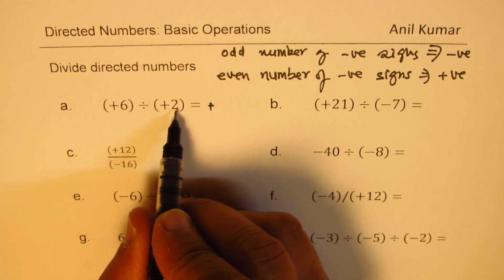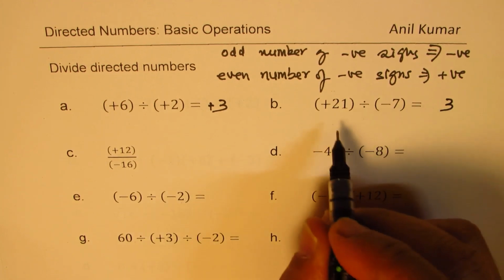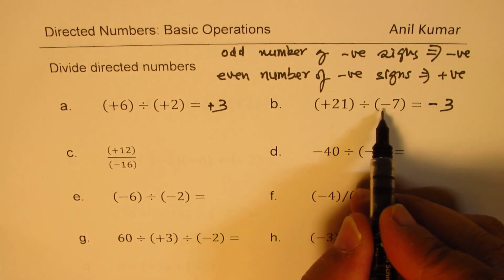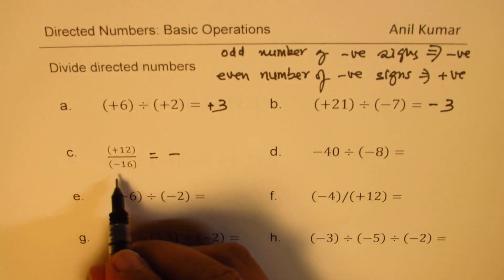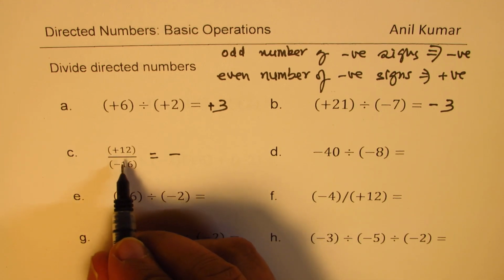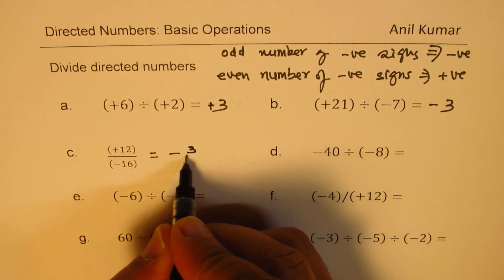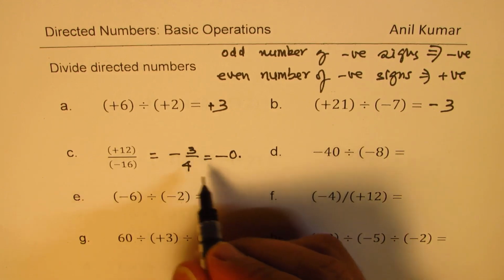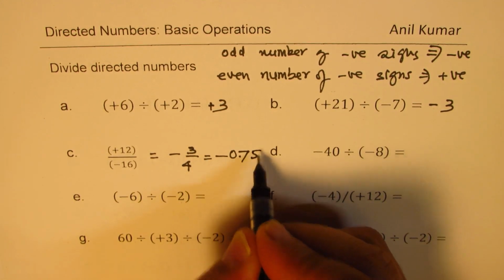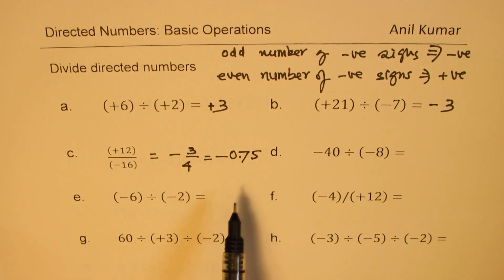And we have to divide 6 by 2, so we get 3. 21 divided by 7 is 3, and the sign will be plus divided by minus 1. Negative means an odd number of negatives, negative sign. Now here again, 1 negative, negative sign. Now 12 over 16. So you could divide this by 4 and you can get 3 over 4, right? So you could also write this as 0.75, correct? So you could write this in decimal numbers also.